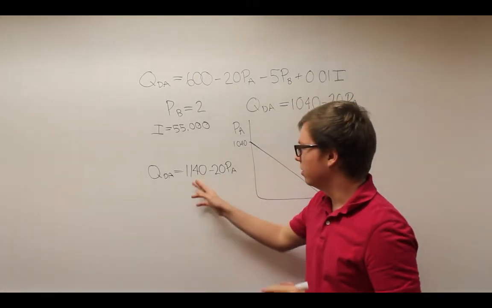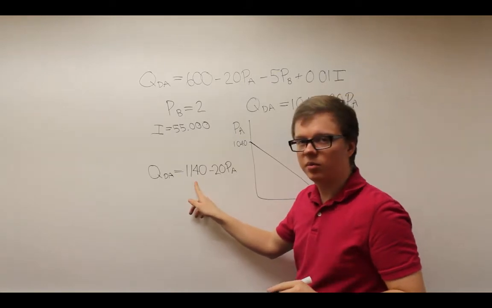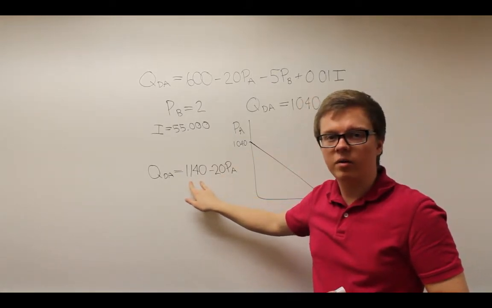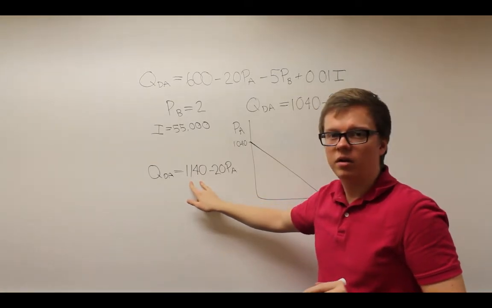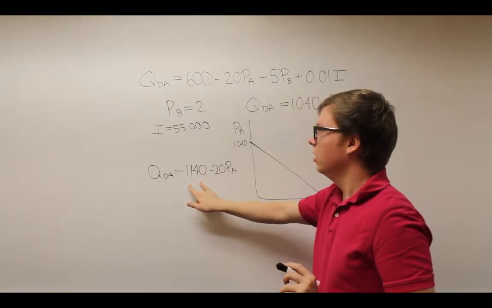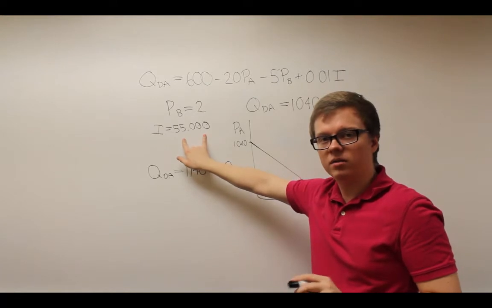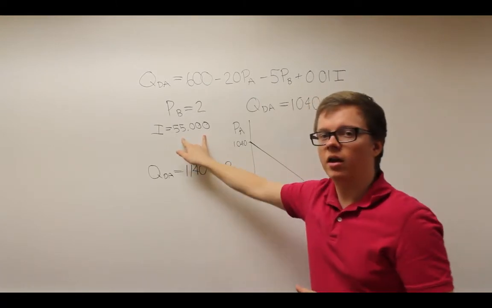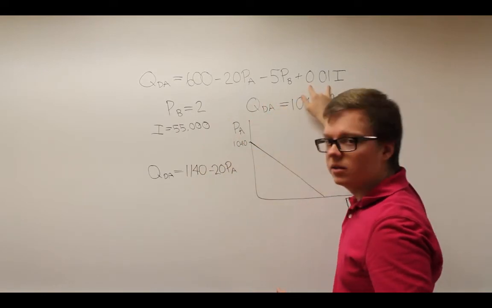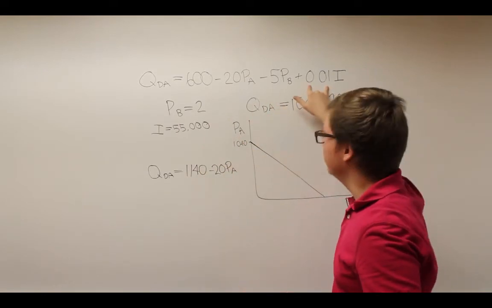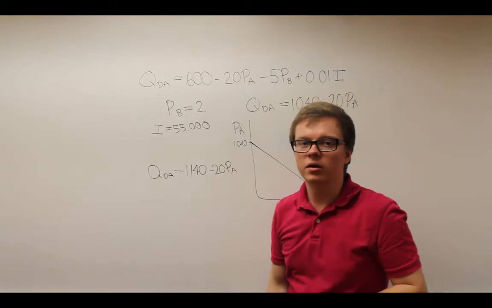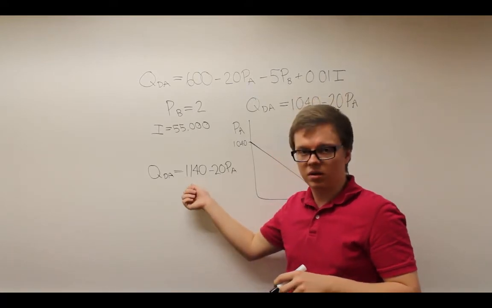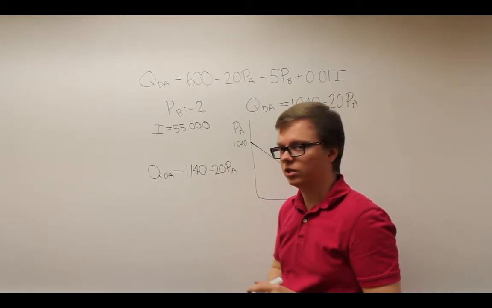And this one, so you'll notice here, it's similar to this equation, except this y-intercept went up by $100. And the reason that happened is our income went up by 10,000, because before it was 45,000, now it's 55,000. And the slope on this income variable in the original equation is 0.01. And 0.01 times 10,000 gives us this $100 upward shift.